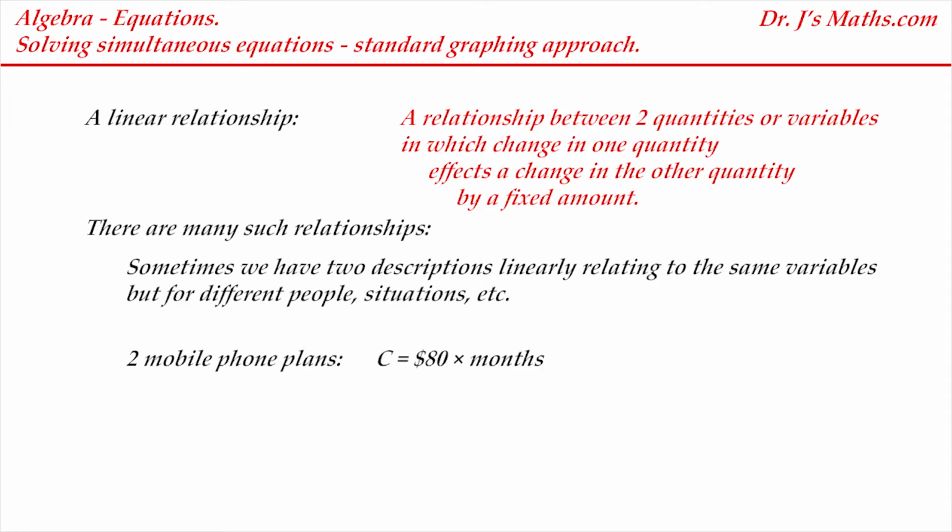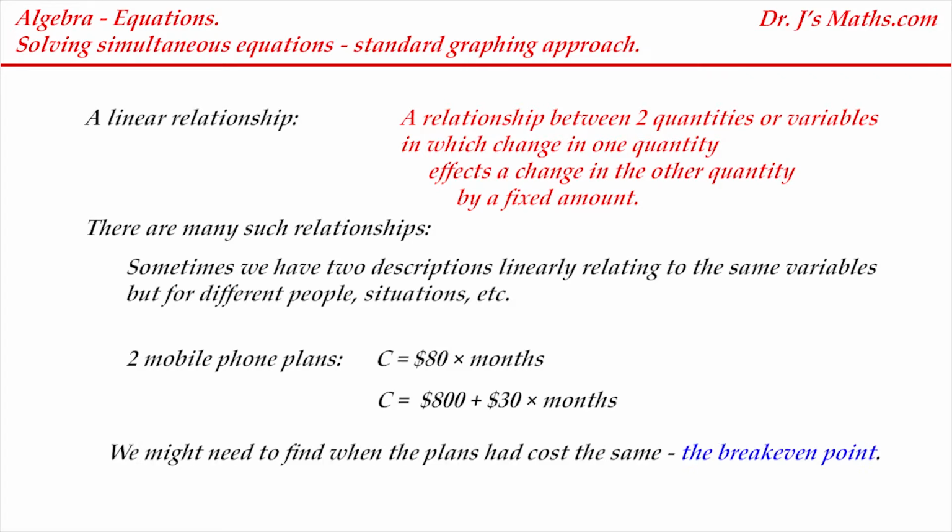One plan says that we're just going to pay $80 per month for a long time. The other plan says that we can buy the phone outright at $800 and then just pay a prepaid at $30 per month. So we might need to find when the plans had the same cost, which we refer to as the break-even point. So we will need to solve those two equations together to get our answer.